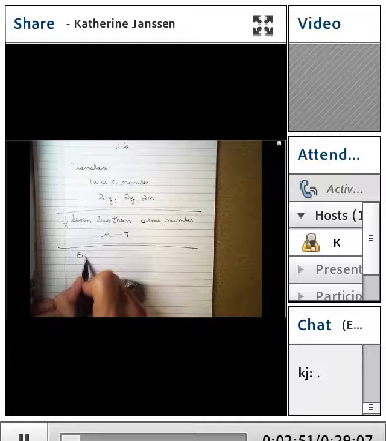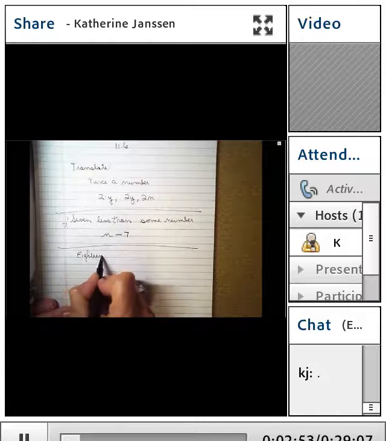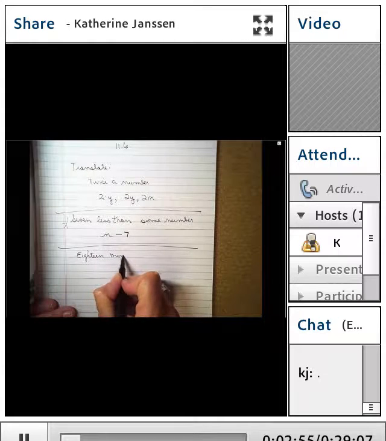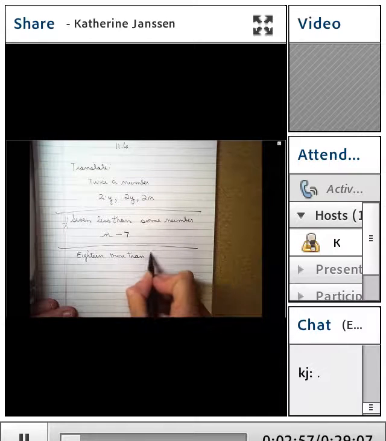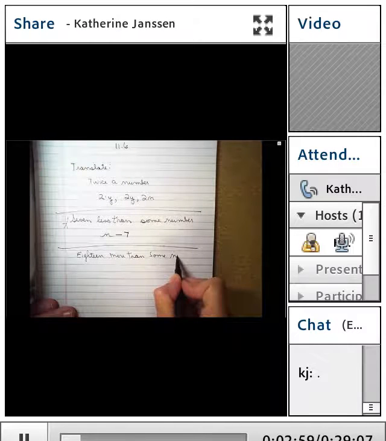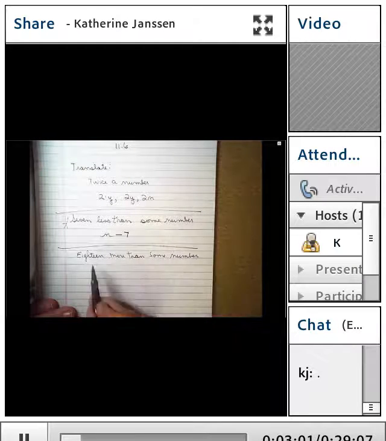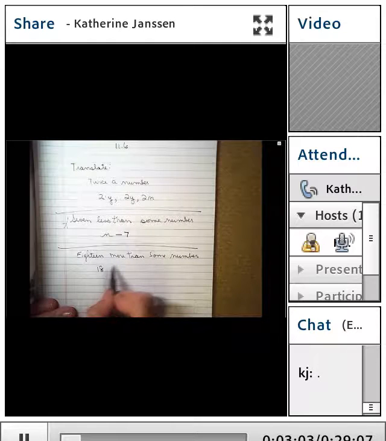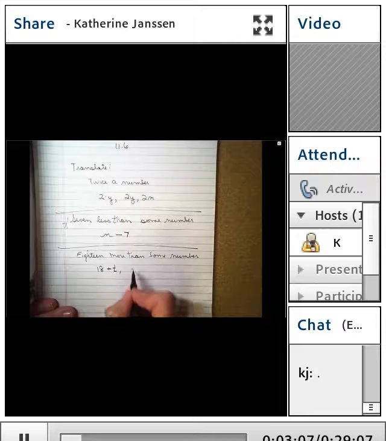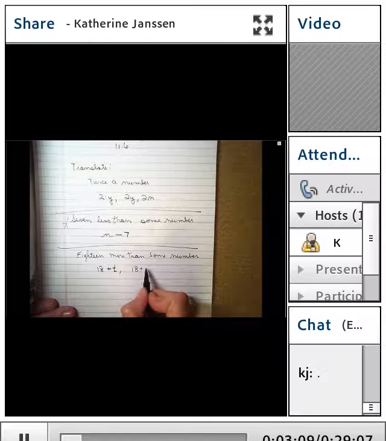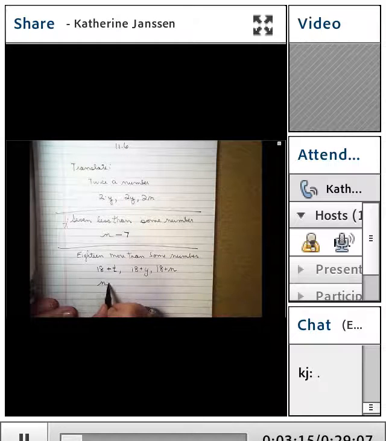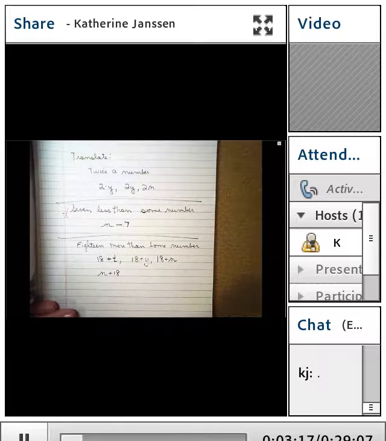18 more than some number. Well, that's pretty straightforward. 18 more than means addition. Some number, well, y, 18 plus y. You get to choose your variable, 18 plus n, or even some number plus 18 would be an equivalent expression.